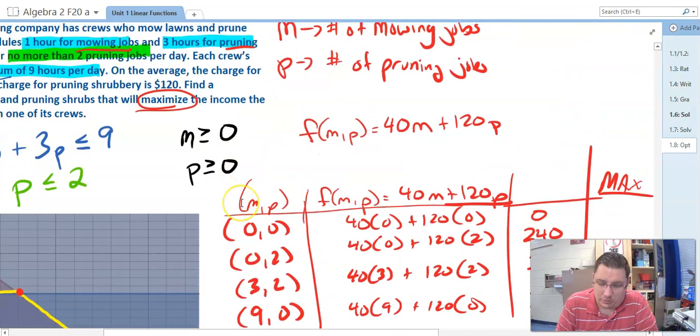A couple things could change it, right? Let's say there's no restriction on the pruning jobs, right? So that would change this line, and I would not have a maximum occurring here anymore. Or I could change how much pruning jobs and mowing jobs are. Maybe mowing jobs are worth $50 each, and pruning shrubbery is $125. That would change where our max would occur. And so, again, that is a possibility in these problems.